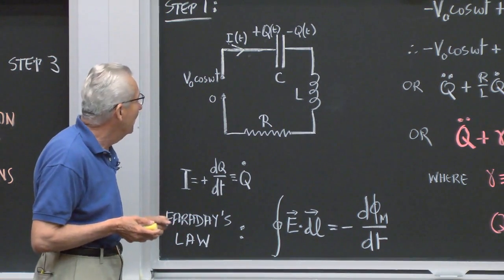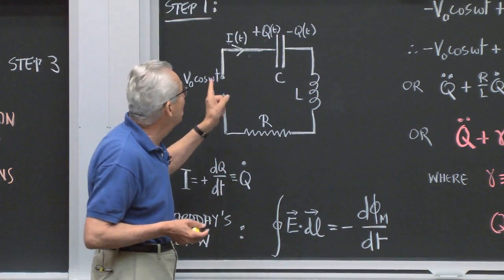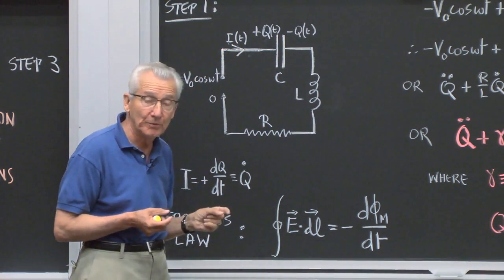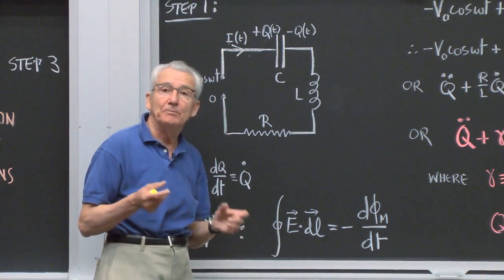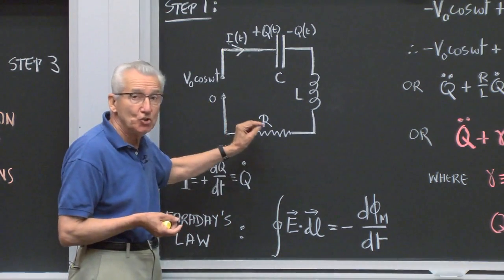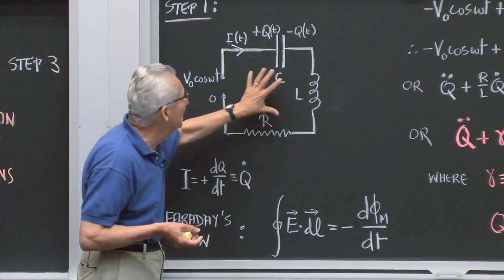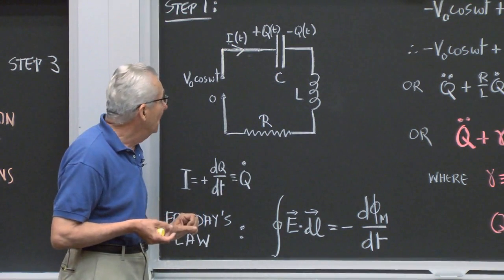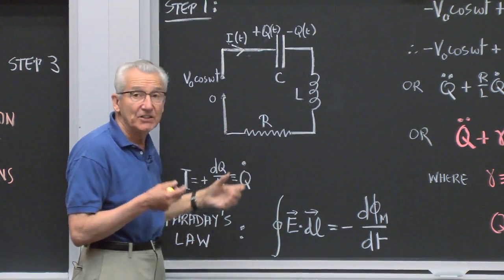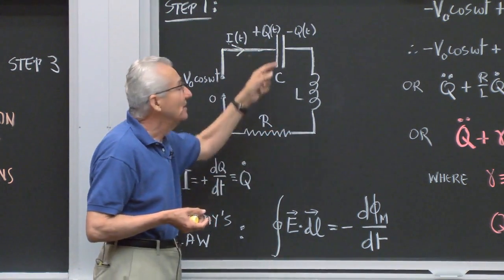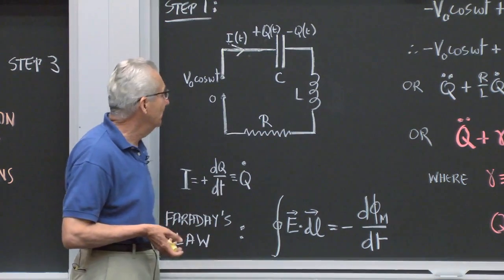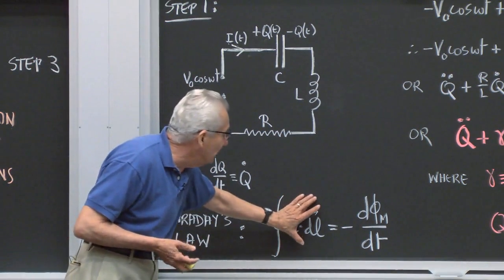Next, the law of nature which governs the motion of the charges is Faraday's law, which states that if I take the line integral of the electric field around a closed loop, it equals minus the rate of change of the total magnetic flux linking this circuit. Now, you know that the magnetic flux through a circuit is equal to the current times the self-inductance of that circuit, or the total inductance in that circuit.